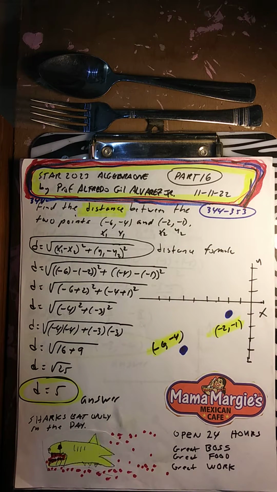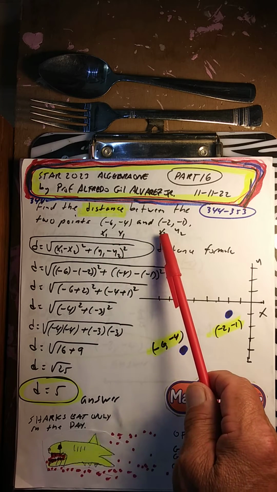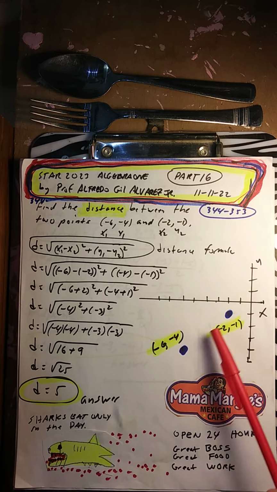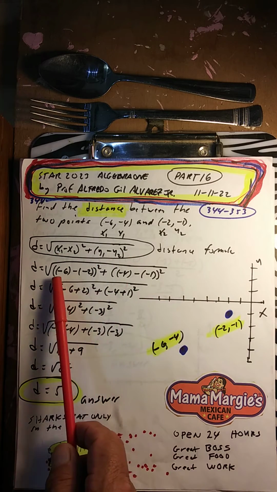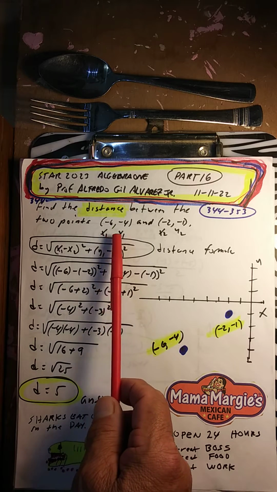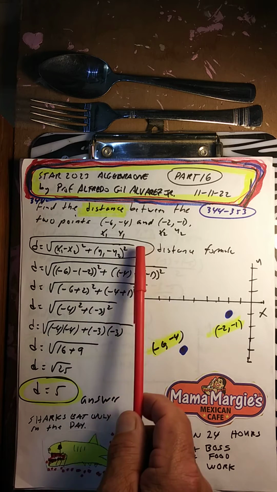Alright, so let's do this. Find the distance between the 2 points, -6, -4, and -2, -1. There they are. So now, the distance formula is right here. This is the way I write it. x1, x2, y1, y2. Substitute the numbers in there for the x1, y1, x2, y2. See there? There they are.